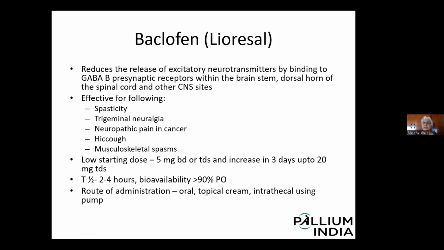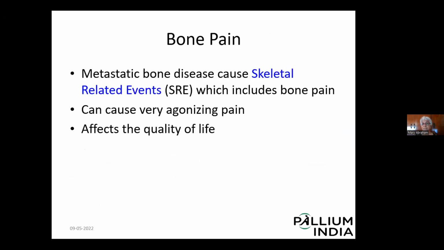Now, I mentioned the GABA B receptor agonist, which is baclofen or lioresal. I've got a couple of minutes more, so I'll just tell that it is useful in treating spasticity, hiccups, musculoskeletal spasm. It can start at a low dose of 5 mg BD or TDS, and we can gradually increase. And it can be given orally or even as an intrathecal pump, you can use baclofen.